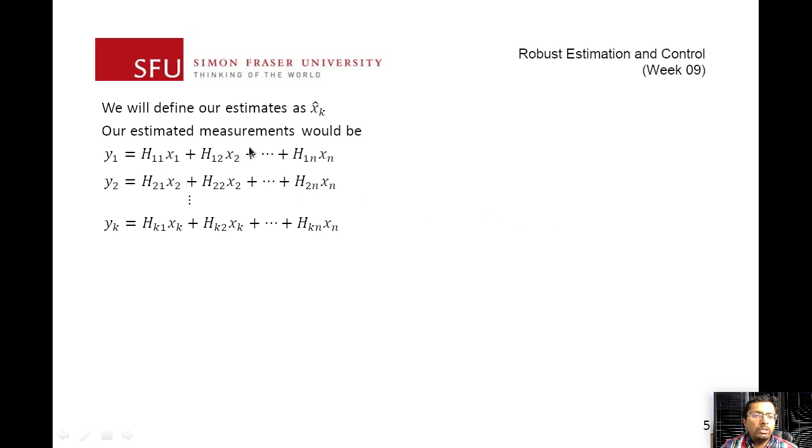So what I'm going to do is, if my xi's hats are my estimate, I would add a hat to all of this. So my y1 hat is all of this. Since my h's are constant, I keep them as is. When I put in my estimated values of x1 to xn, I get an estimated output. Similarly, I'll get an estimated output y2 hat, and so on, all the way up to yk hat.